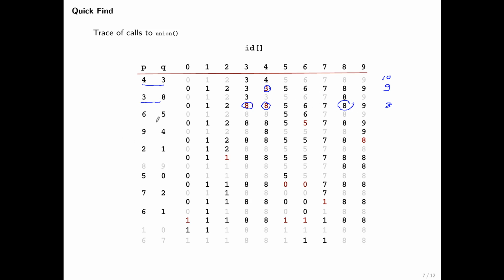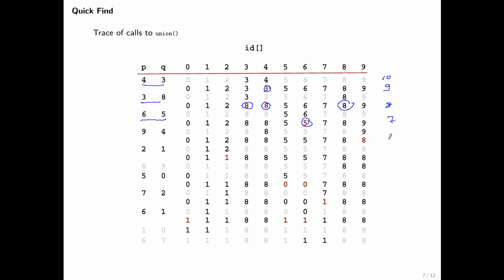So let's look at one more input. Let's say we get 6, 5. What is the component identifier of 6? Well, it is 6. What is the component identifier of 5? It is 5. Well, how does the union method work? It simply scans through the array, and wherever it finds a 6, it replaces it with a 5. So there is a 6 which is replaced by this 5. And since a connection was made between 6 and 5, the number of components goes down from 8 to 7. So that's how the union method works.